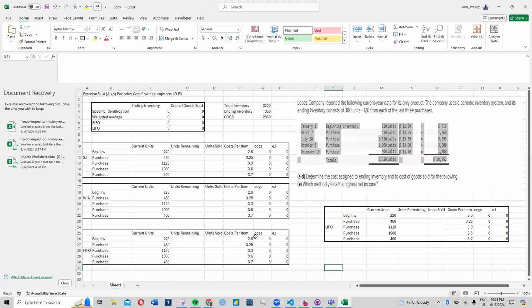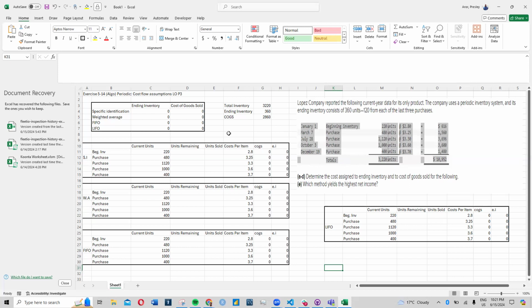But yeah, FIFO, like I said, remember you sell from January to March to July to October to December. So now we already know that the total inventory is 3220 units. This is it right here. And we know the ending inventory consists of 360. We know that because it tells us 360.